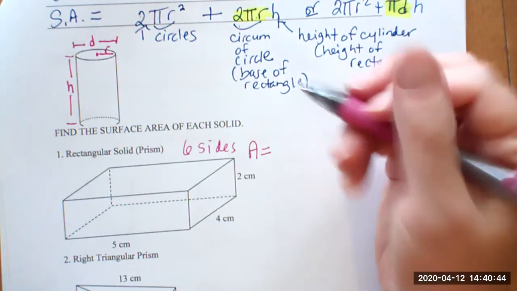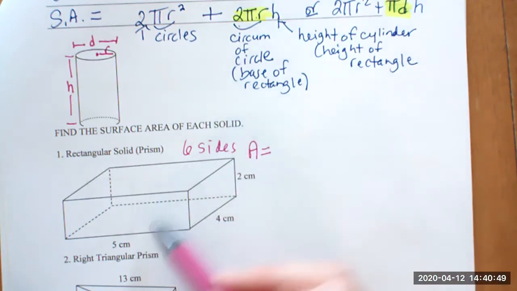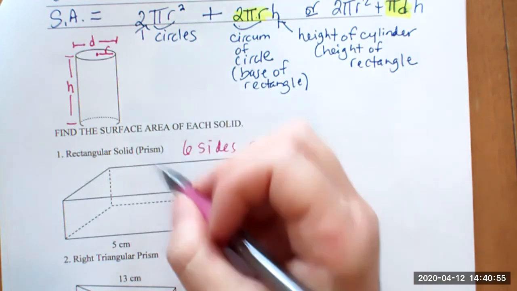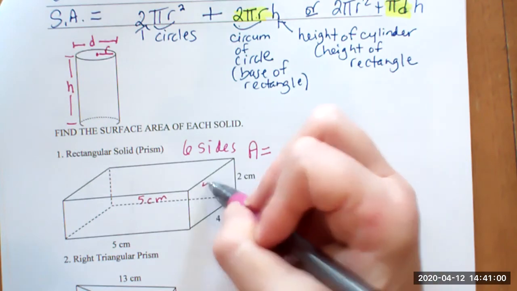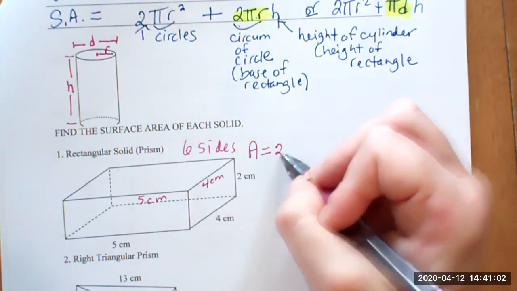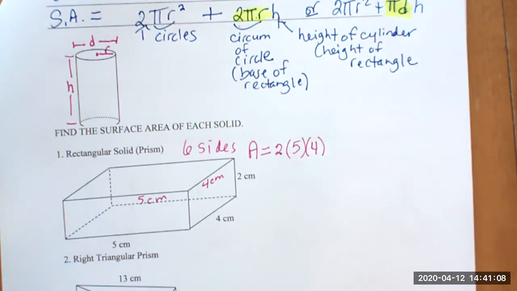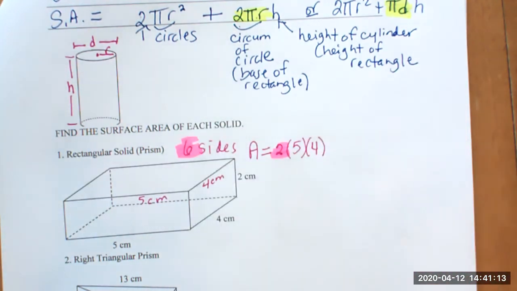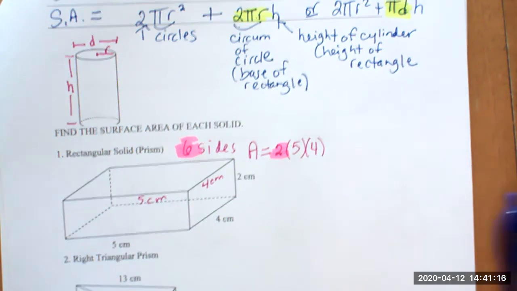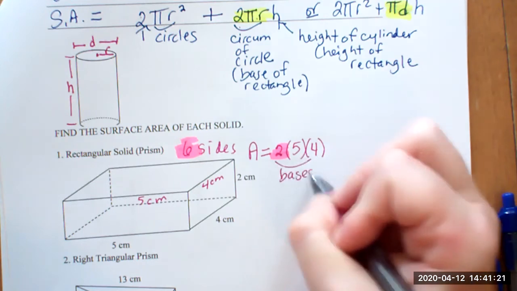Let's look at the top and the bottom to start with. Let's start with the bases. One of the bases is 5 times 4, but there are 2 of them, because if this length is 5, this length is 5, and if this length is 4, then this length is 4. So we have 2 of those rectangles, and each one has an area of 5 times 4. We might want to highlight it to make sure we can find all those 6 sides. Here are 2 of the sides right there. Then let's look at the left and right. Let's mark this here. These are the bases, top and bottom.